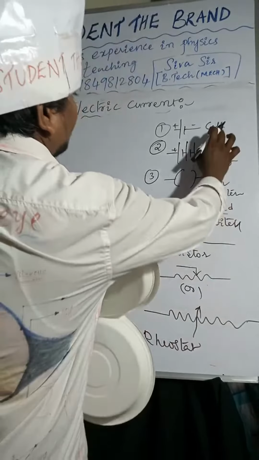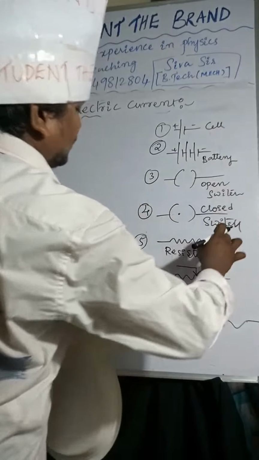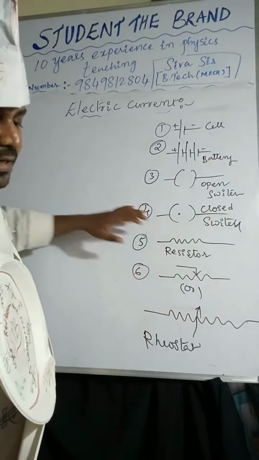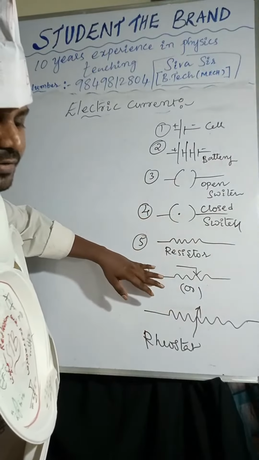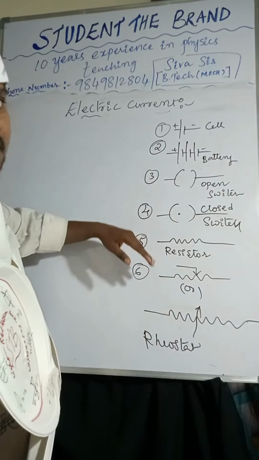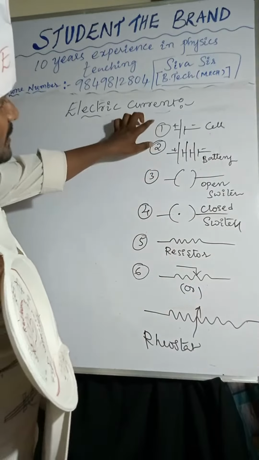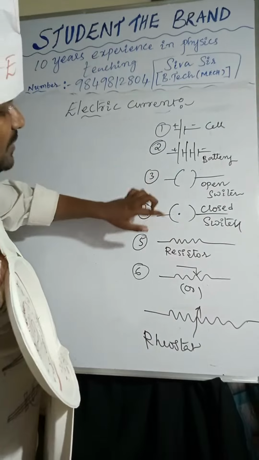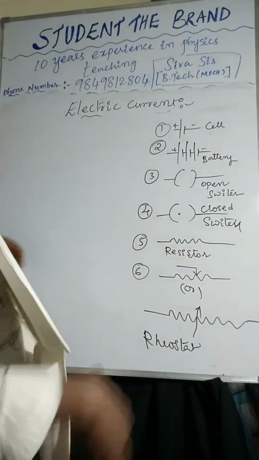Rheostat. Here: cell, battery, open switch, closed switch, resistor, rheostat. So everyone, hi, welcome to the class. Here you can see cell, battery, open switch, closed switch, resistor, rheostat.